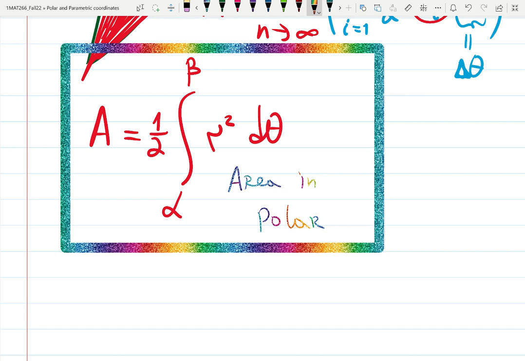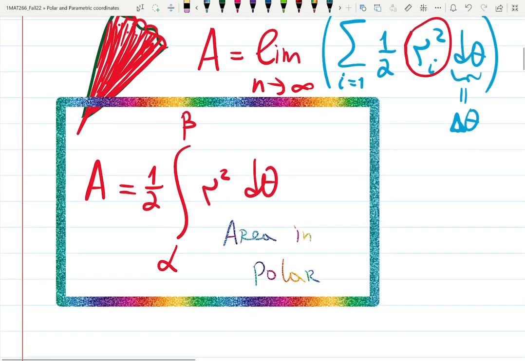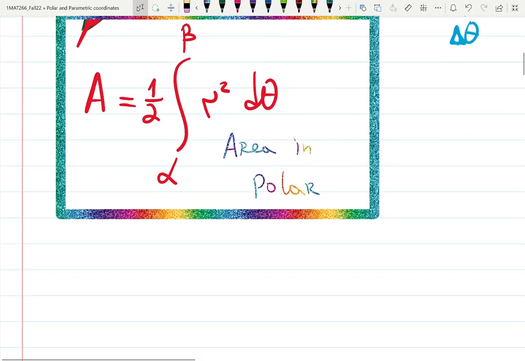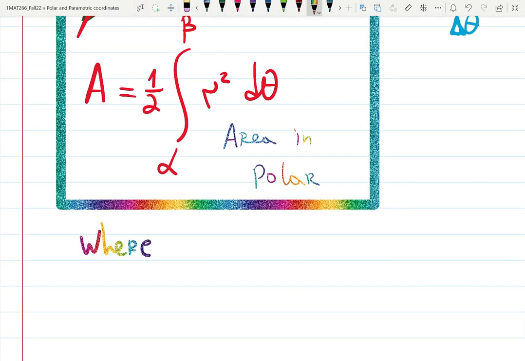So that is called area between curves, area in polar coordinates. Area in polar is 1/2 integral from alpha to beta of r squared d theta, where let me review for you, where r is the distance from the pole and theta is the angle between the curve and the positive x-axis. So what are alpha and beta? Where r is given as a function of theta. Theta is the input, r is the output.